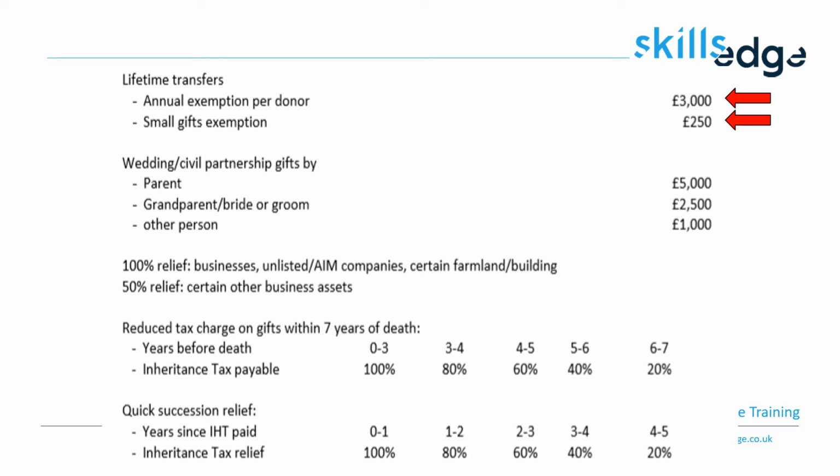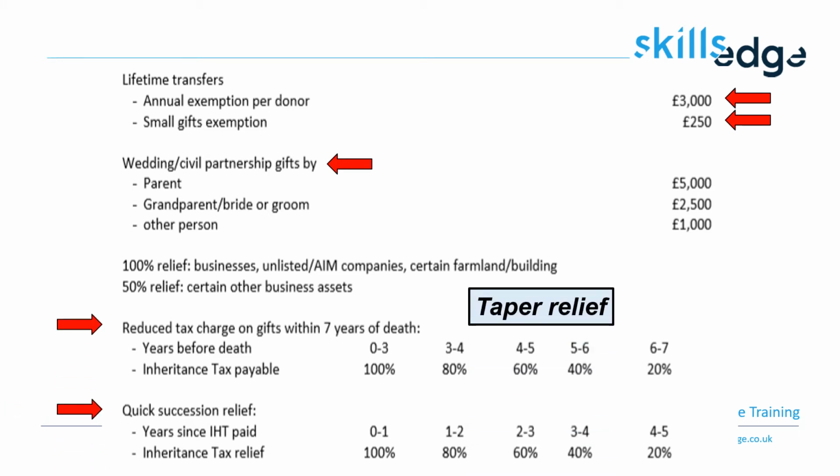The small gifts exemption of £250 is listed, and this means that you can give £250 to as many people as you like, as long as it's not to the person that you gave the annual exemption to. Even the gifts on marriages are listed. And lastly, you have taper relief and quick succession relief available.